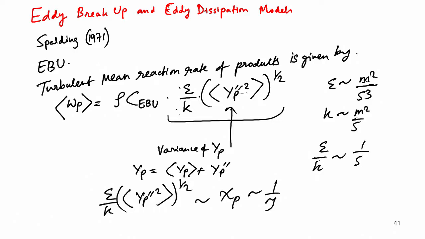Okay. So this is what the Eddy Breakup model is. It says that the mean reaction or the mean production rate is essentially equal to the mean mixing rate, and that is essentially the inverse of the mean mixing time scale. Okay. So that is it.